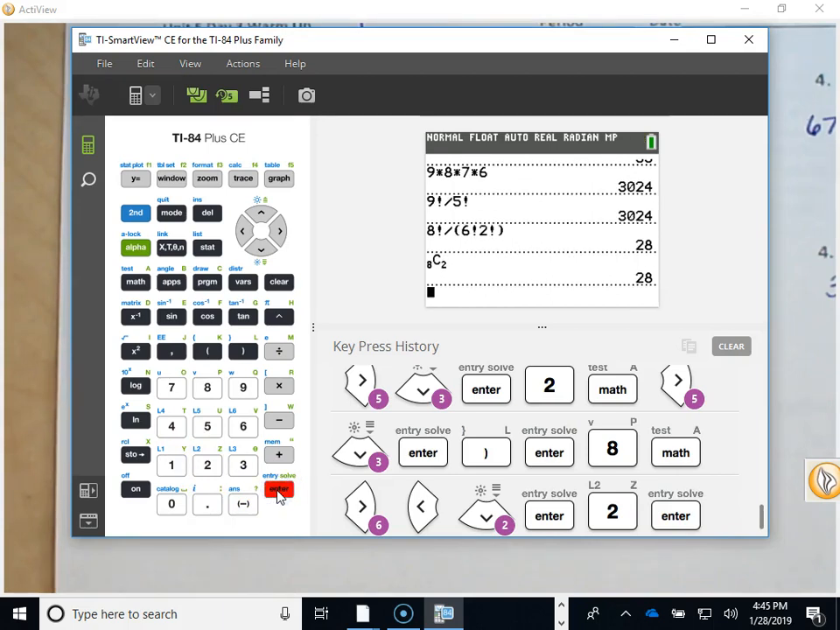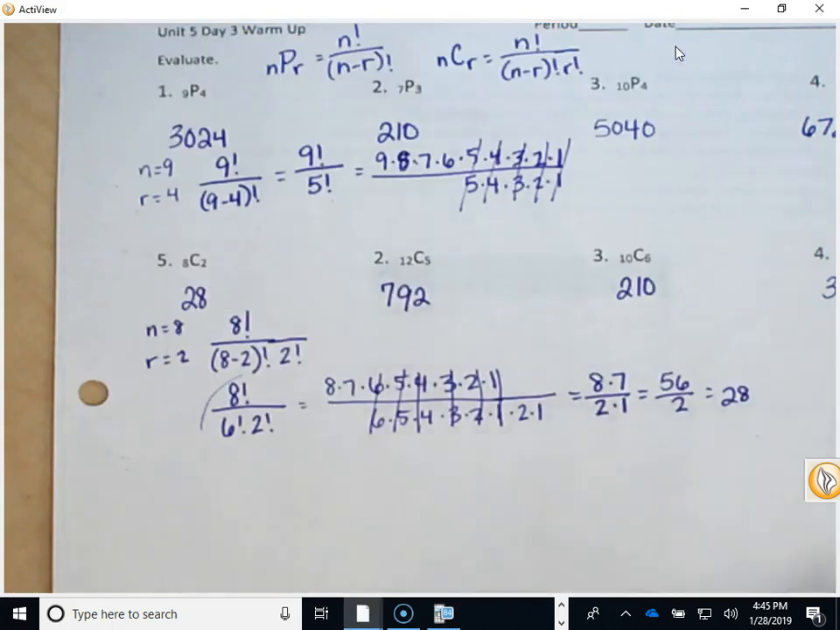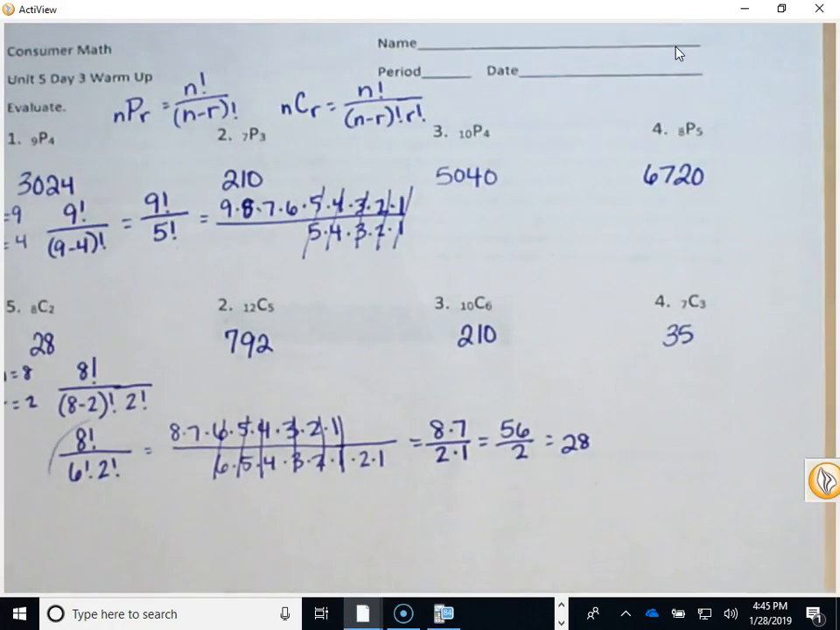All right, but I just want to refresh your memory on when we worked it all out the long way instead of just letting the calculator do it. Alrighty, so you know how to do all those. That was a refresher from last class. Warm-up's done. Now we're going to get into our notes for today.